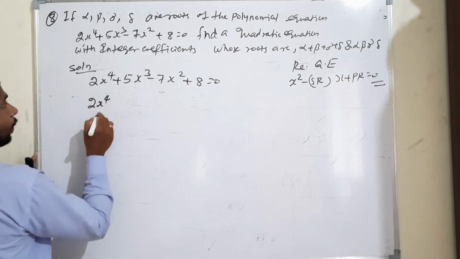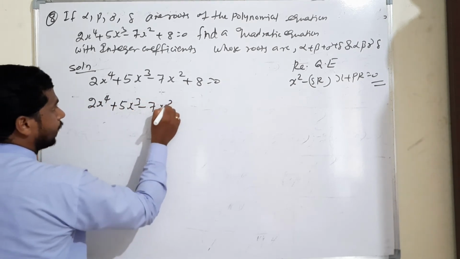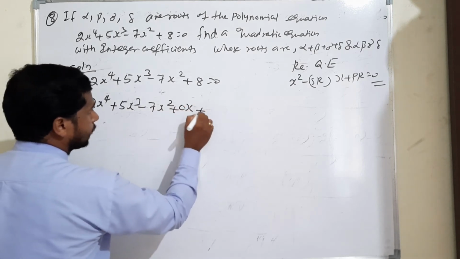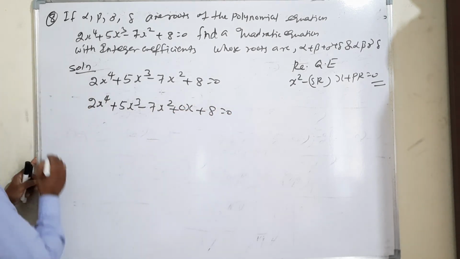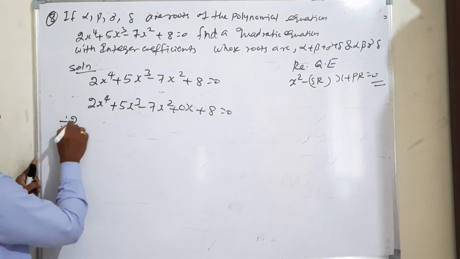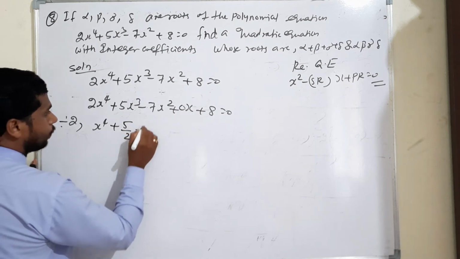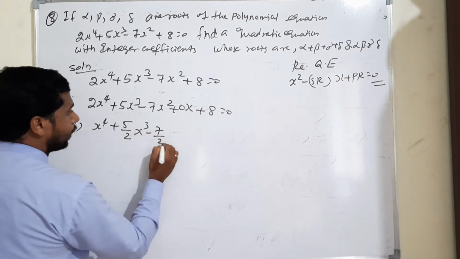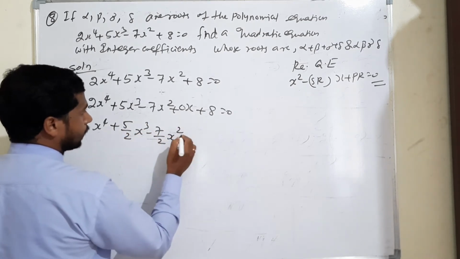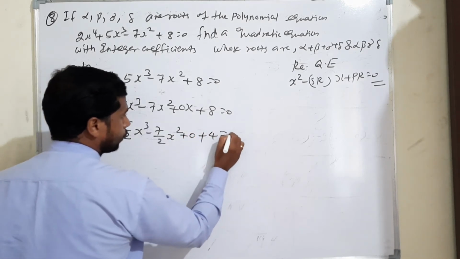So, 2x^4 + 5x^3 - 7x^2 + 0x + 8 = 0. Now, monic polynomial means we divide by the leading coefficient 2. So x^4 + (5/2)x^3 - (7/2)x^2, and 0 divided by anything means the value will be 0. Last condition: 8 by 2 is equal to 4.